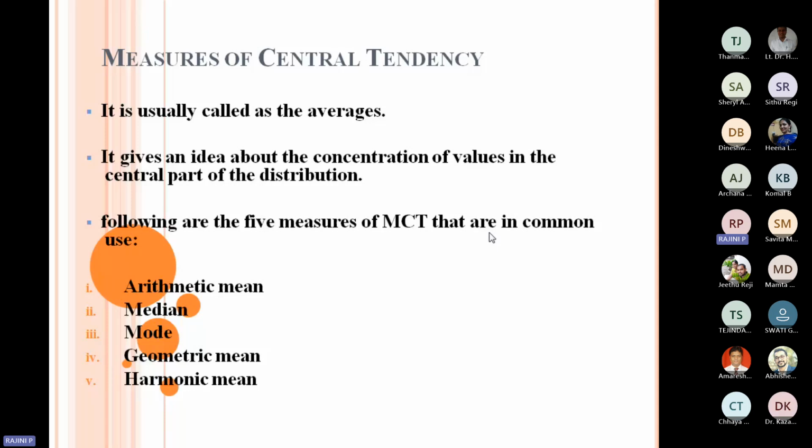Measures of central tendency is nothing but the concentration of all values around a center value. Concentration of all values around a center value is called central tendency. So what is the meaning of central tendency? That we will check.